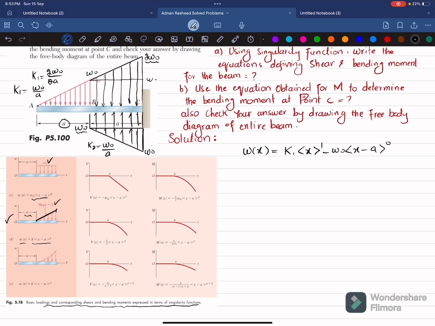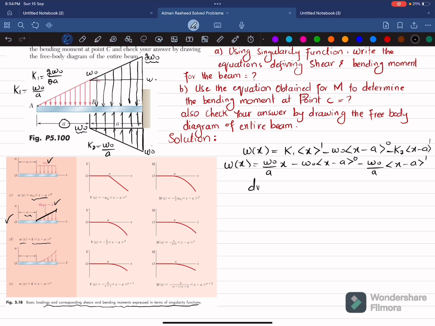And the last thing is this triangular load again. Since this is upward, so I will write minus K2 into x minus A power 1. Now you can put the value of K1. So K1 is W naught divided by A, x minus W naught into x minus A power 0, and K2 is also minus W naught over A into x minus A power 1.